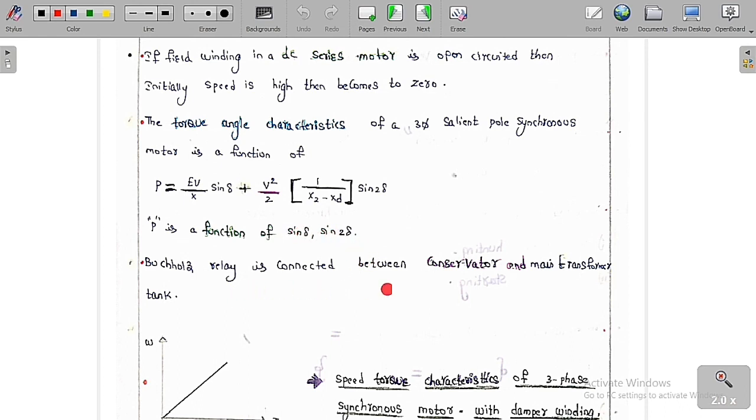Buchholz relay is connected between the conservator and the main transformer tank. It is basically a gas activated relay. Whenever there is any internal fault, because of the heat generated in the oil, a gas gets produced. This gas is sensed by the Buchholz relay and it gives an alarm that a fault is going to happen.